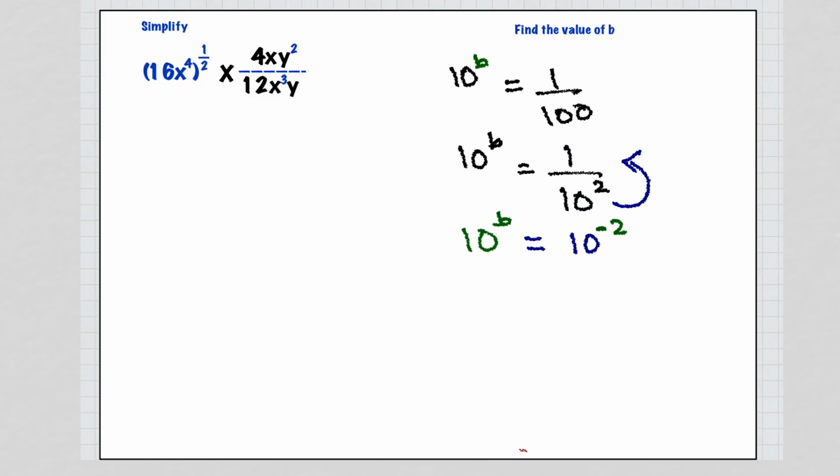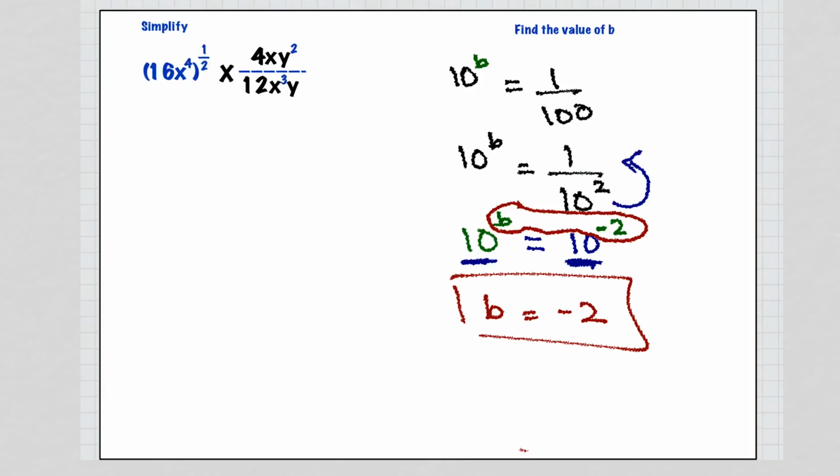After that, when the bases are now the same, we will equate just the powers. b equals minus 2. That's how you find the value of b.